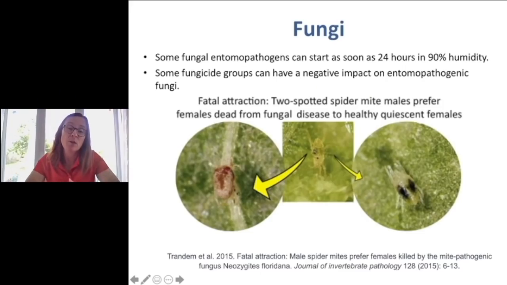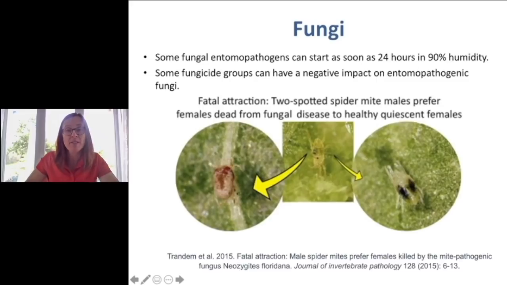Fungi is the next one, and I think this is where we start to need to look at our behavior and use of fungicides, because I think entomopathogens can have a pretty big role in controlling our pest issues if they're given the right environment. In some cases, they can take only 24 hours of 90% humidity and flourish.